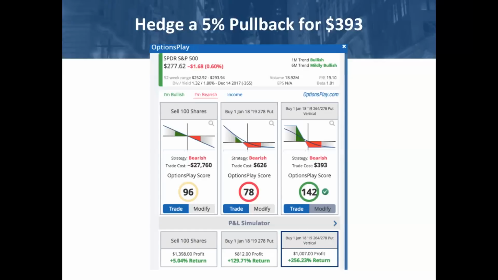Notice you could have bought the January 278 put, which was a tad in the money, expiring on January 18th, but you would have had to pay $626. For a third less, you can get the same protection.